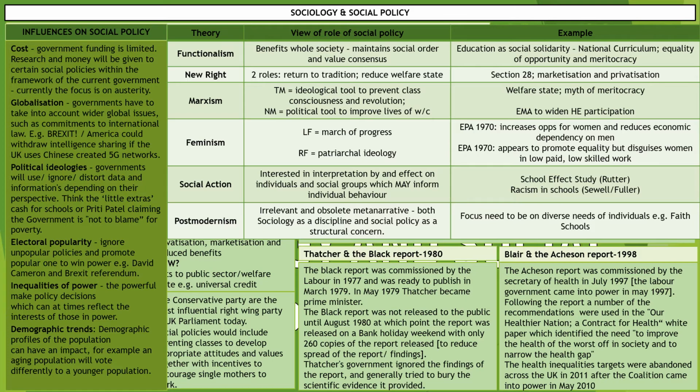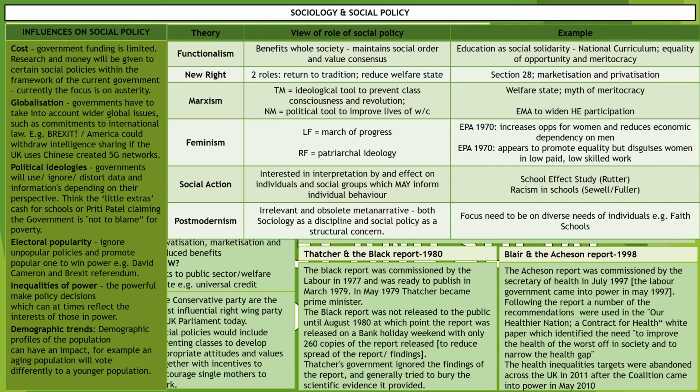Social action theory isn't a big picture approach. It's all about the individuals, the small scale impact of policy. So again, Rutter and the school effect study, Sewell, looking at racism. They're looking at what's happening in the schools affecting pupils and not so much about the wider social effects.